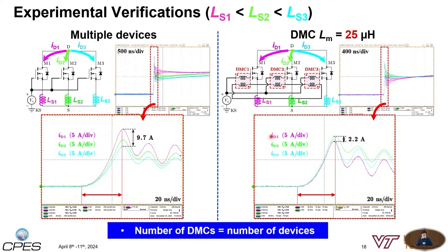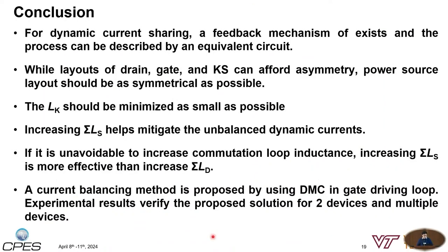The only difference between the multiple devices case and the two devices case is that the number of differential mode chokes equals the number of parallel devices. So when you only have two parallel devices, you only need one differential mode choke. In the multiple devices case, it depends on how many devices you're paralleling, and the number of devices can be increased infinitely. So you can parallel 3, 6, 9, and still using our proposed solutions, all of the drain current should be automatically balanced. So it leads us to the conclusion.